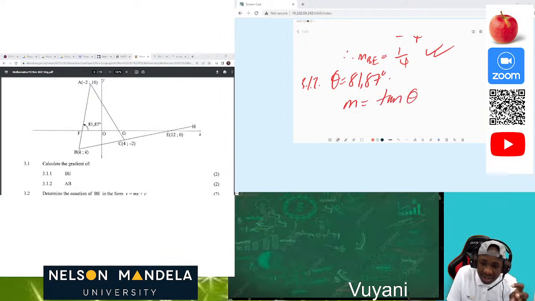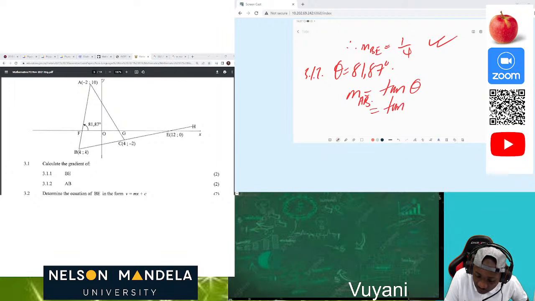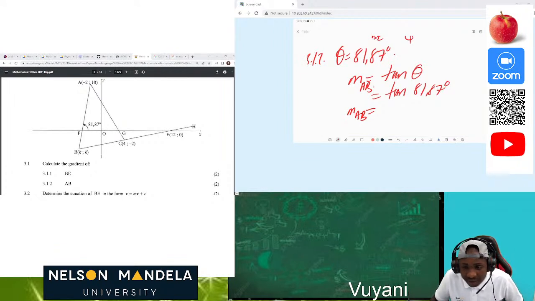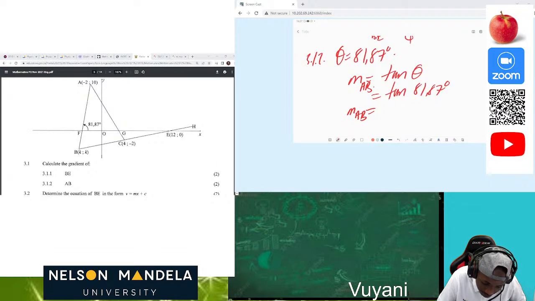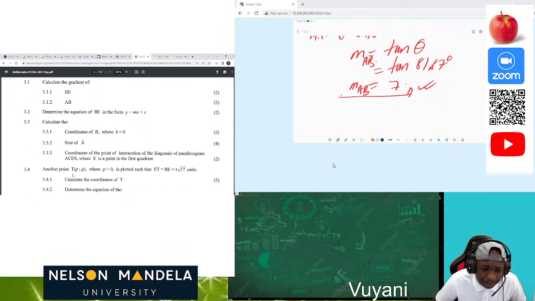So in this case, what is our gradient? Our gradient is the gradient of line AB, and now in this instance we are given theta, so automatically we're just going to have tan of 81.87. Then we use our calculator to get the correct answer. So I'm using my calculator. Please use your calculator as well so that we see what will be the gradient of line AB. So this was almost straightforward. Then the gradient of line AB will be equal to 7. When you use your calculator, you get your gradient to be equal to 7. Then you get another 2 marks.